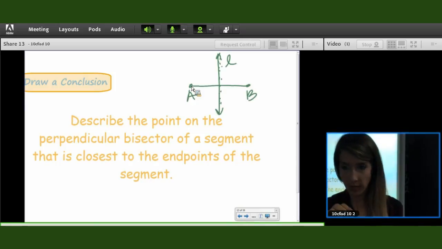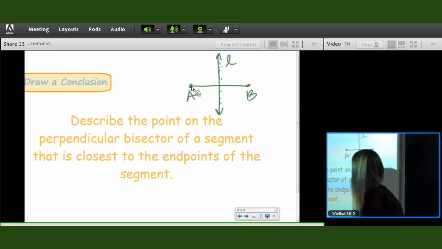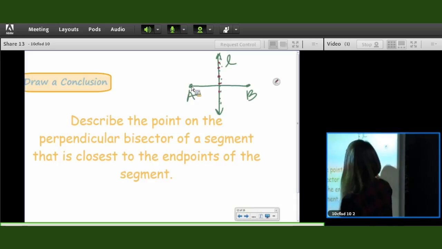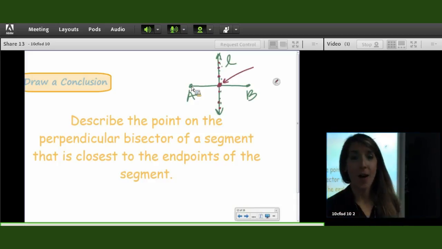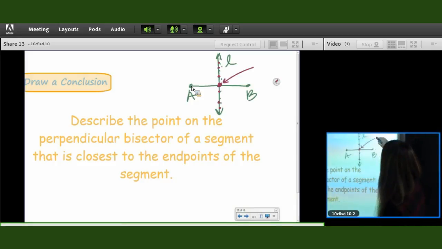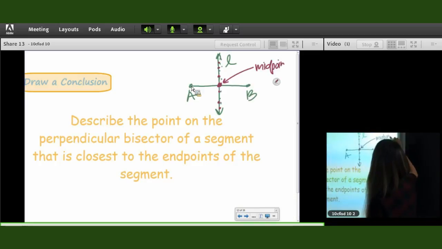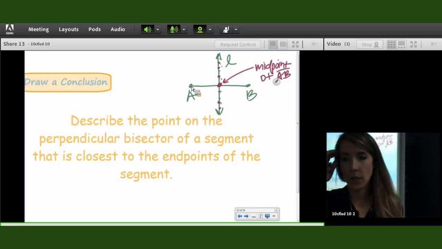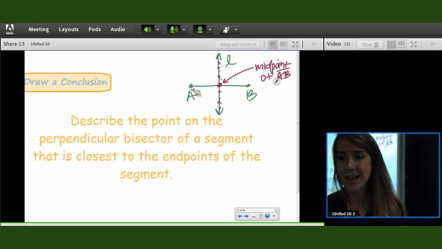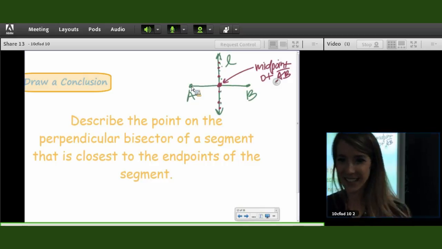The midpoint. So out of all those points that exist, they're all equidistant. But the only one that has a special name is the midpoint of AB. Okay? So there's one point that lies on the line, and it's special, and it's the midpoint of AB. The hero. Yes, okay.